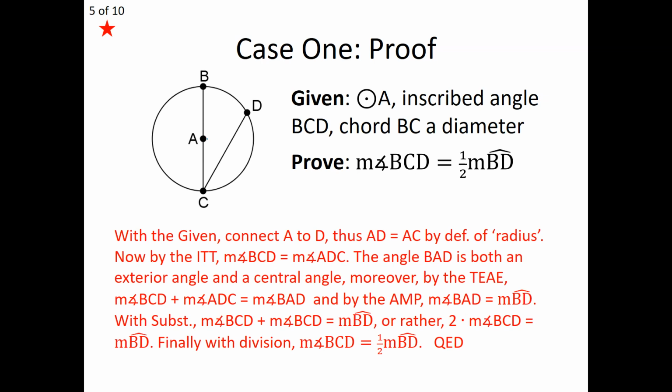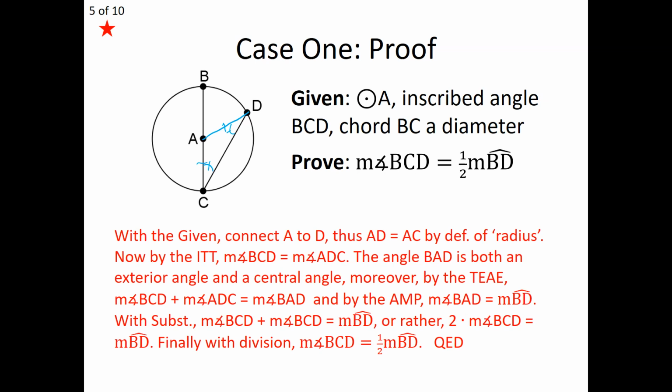Let's connect point A to D. By doing that, we form another radius. With this radius, it has a relationship with another radius inside our circle. AD and AC are equal by definition of radius. What we've done then is strategically construct an isosceles triangle ADC, which means by the ITT we can claim that the measure of angle BCD is equal to the measure of angle ADC, and we'll see that this relationship is going to come in handy in just a moment.